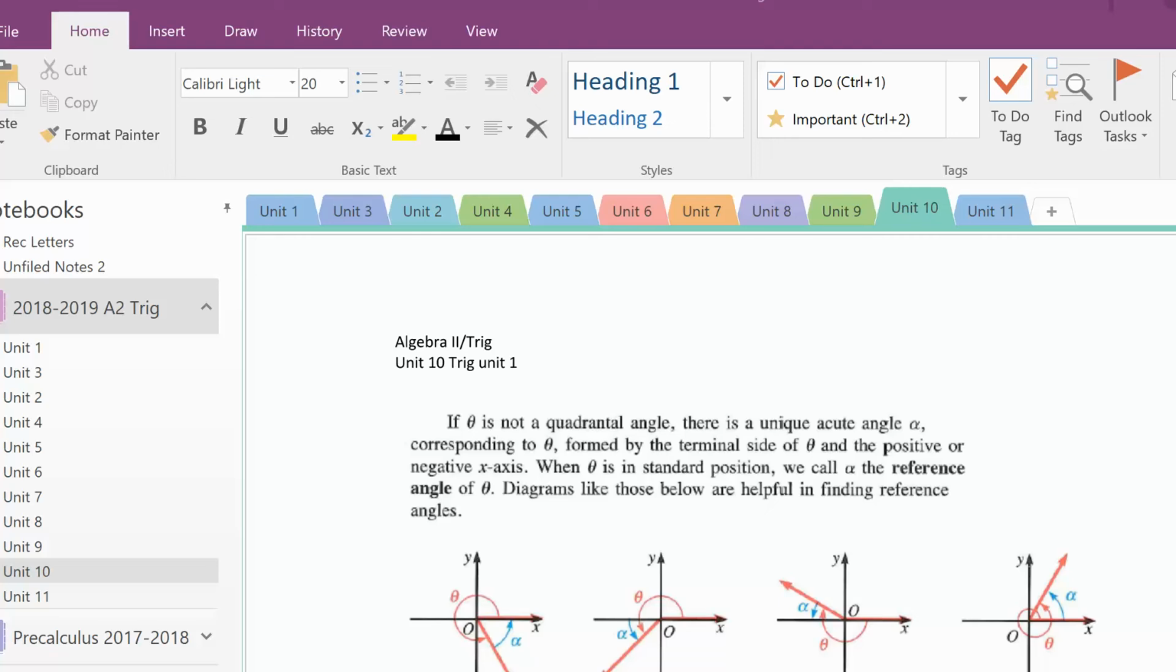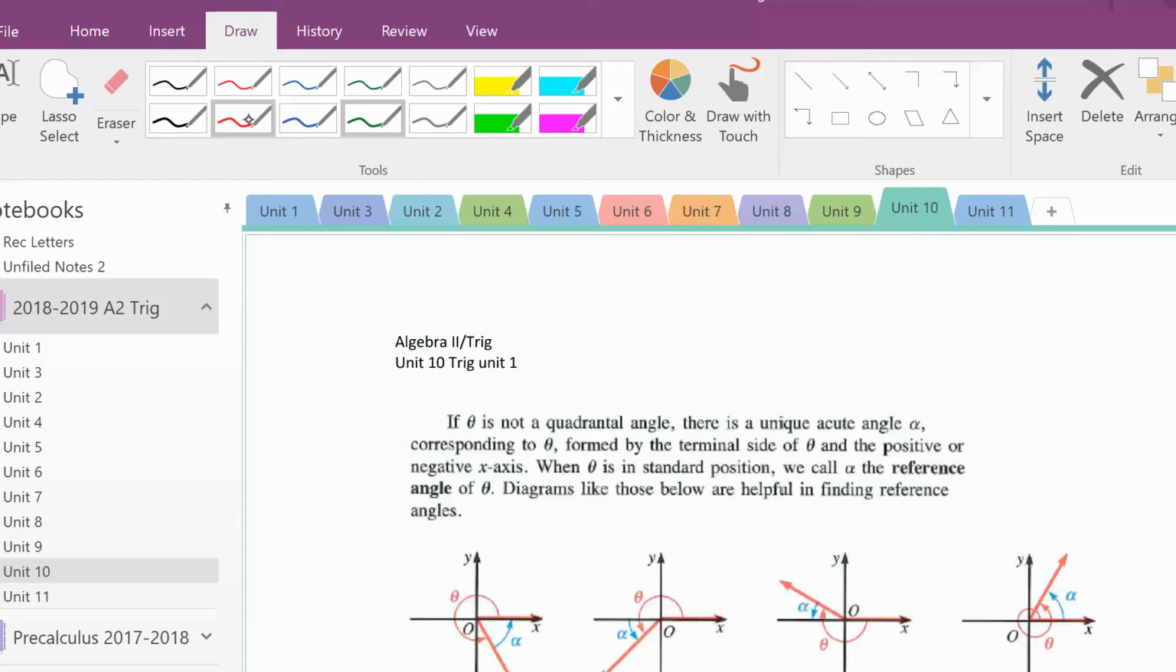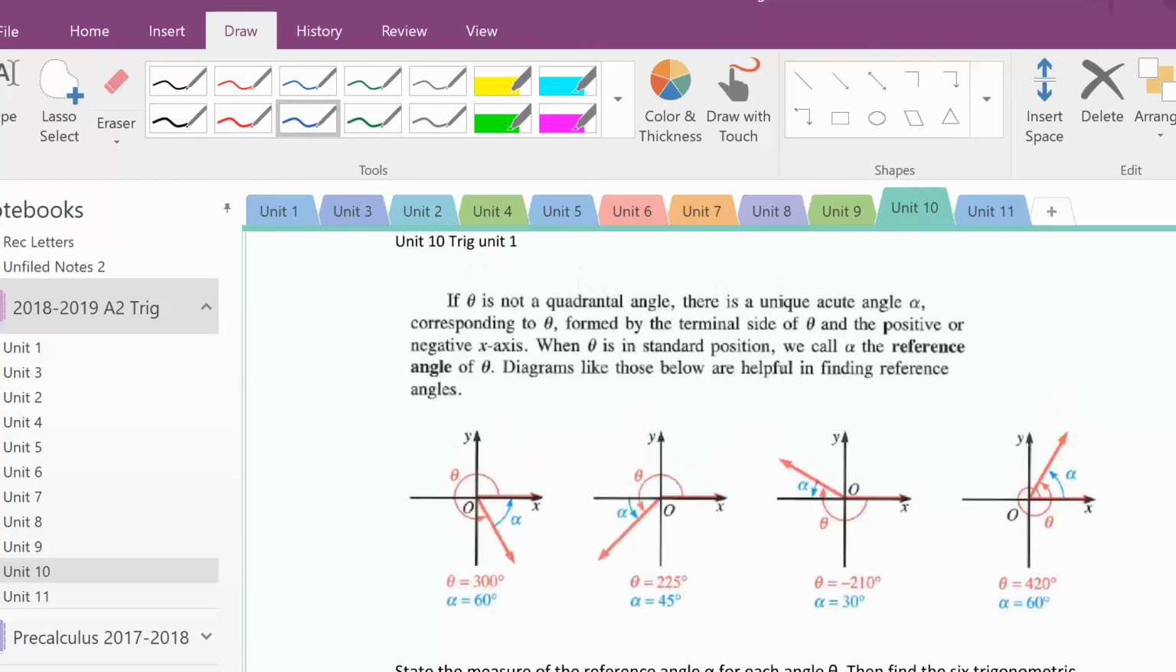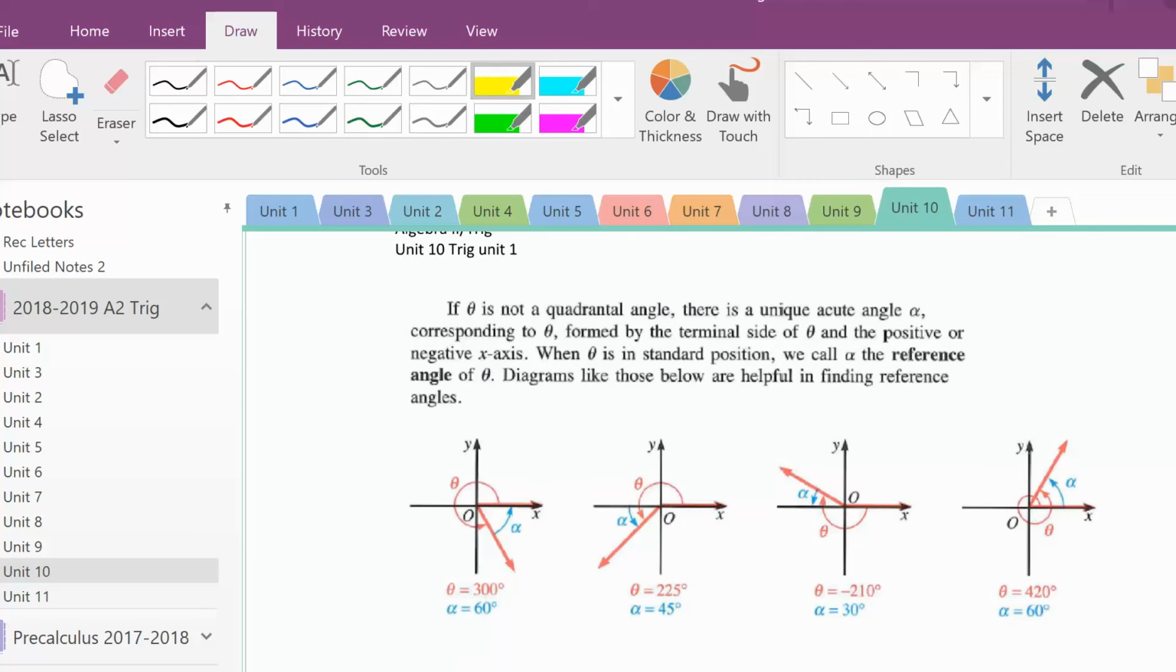Welcome to tonight's video on finding the reference angle of an angle that's larger, between 0 and 360, or even spun around the circle a couple times, or negative. A couple things to keep in mind: the reference angle is always formed by the terminal side and the x-axis. So notice in all these pictures here, the reference angle is between the terminal side and the x-axis.